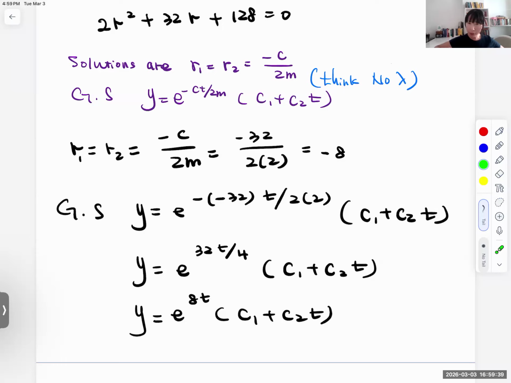Okay, so let's take a look one more time. So we have r sub 1, r sub 2, which is the root, right? So it gives us the formula negative c over 2m, right? Okay, then c is 32, so we are using that, negative 8. That is a root. Now the general solution is e to the negative ct. So we're not double using negative 32, right? We have a negative there. What's the c? c is just 32, right? c is just 32. Make sense?